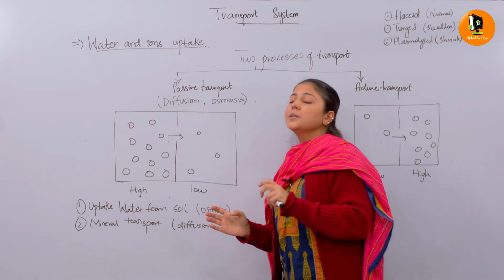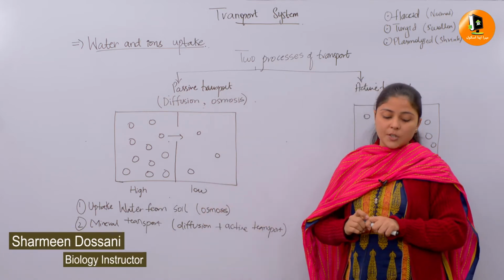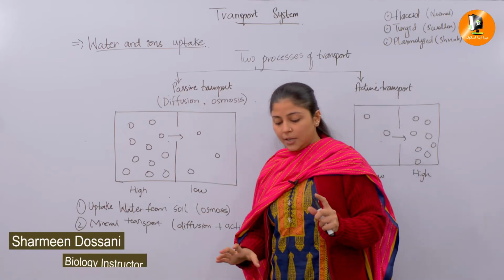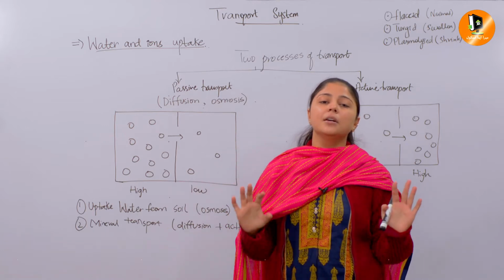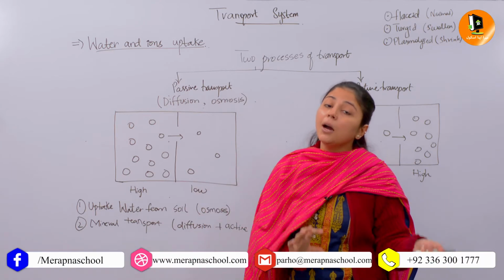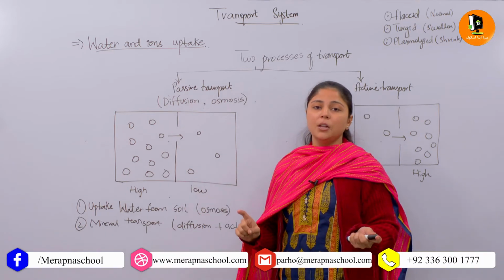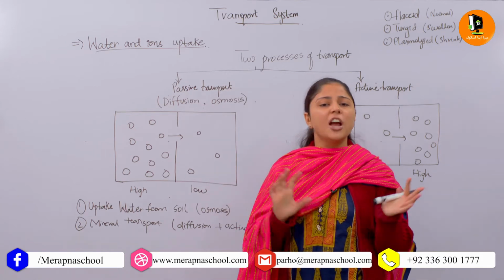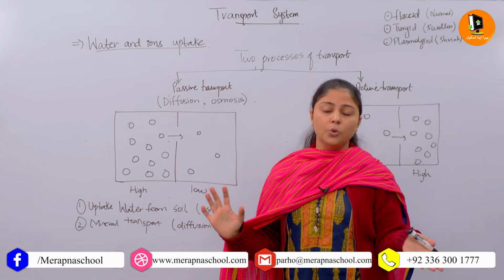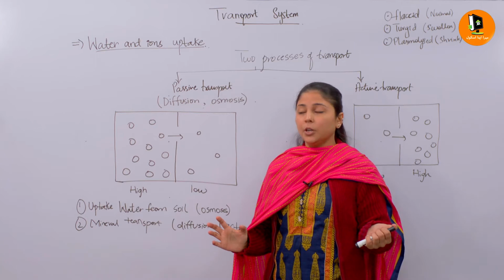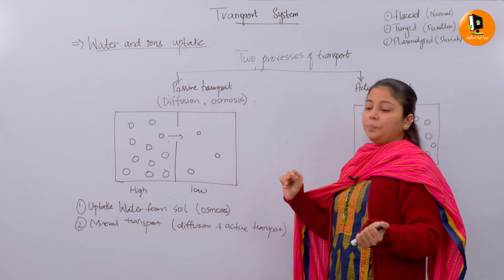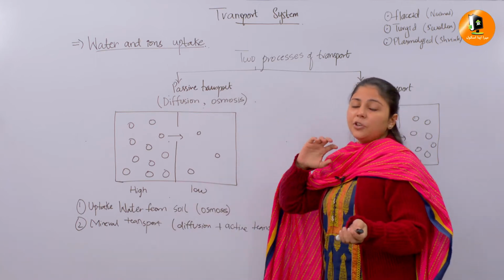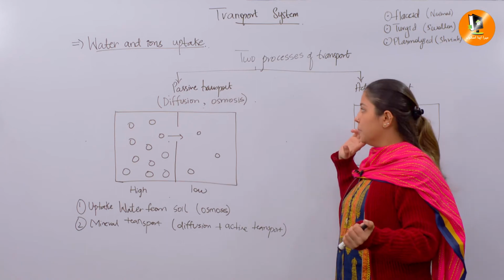Before discussing active transport and passive transport, I just want to clear this thing: it does not occur only in plants. It also occurs in animals as well, or you can say it occurs generally in all living organisms' bodies, right? So, what is passive transport and what is active transport?